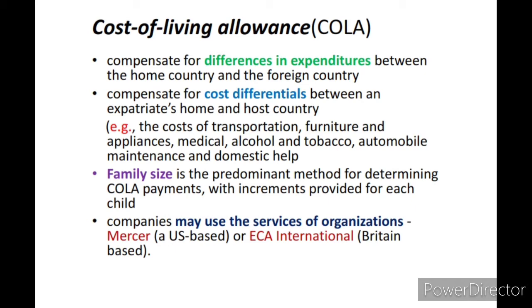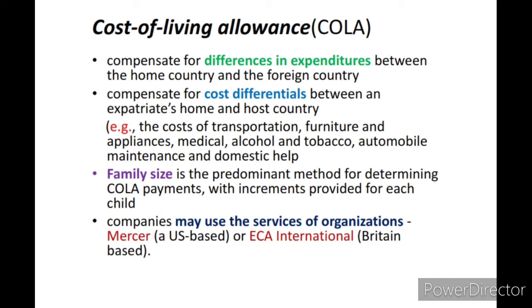Here, the cost of living allowance will be mostly determined by the family size. If children are there, the extra cost for them also will be added to the cost of living allowance. So mostly, determining this cost of living allowance is difficult for all the MNCs. So these companies sometimes take the help of middle companies or other servicing organizations which provide the details of the cost in those countries.